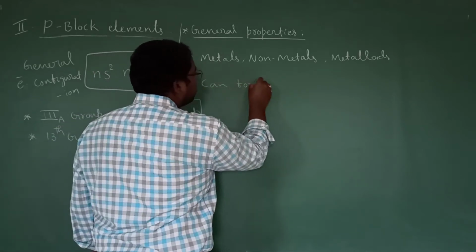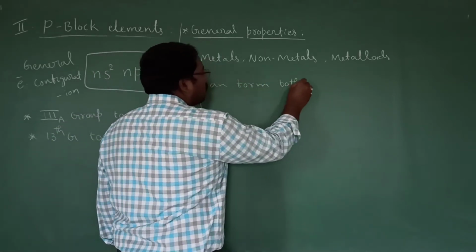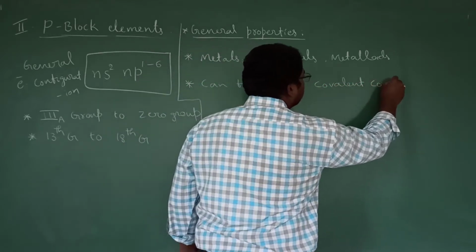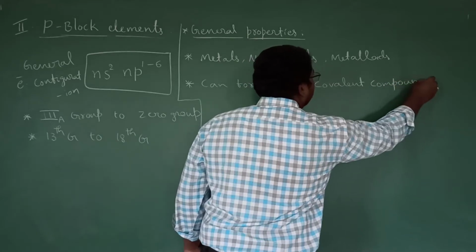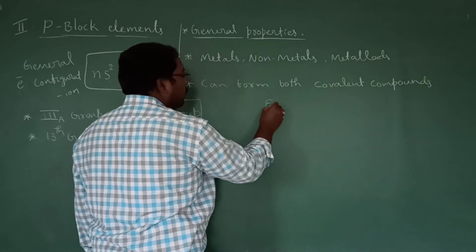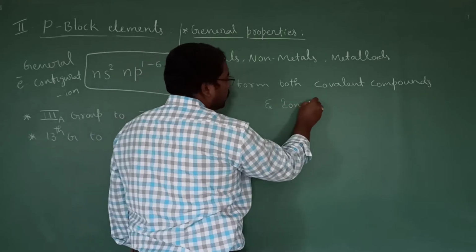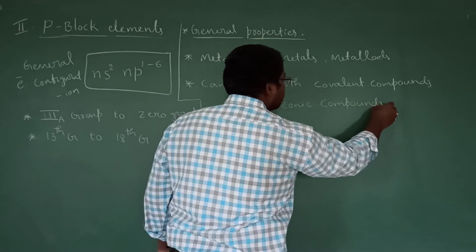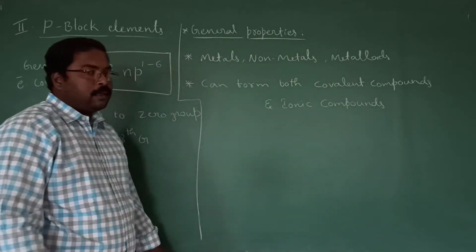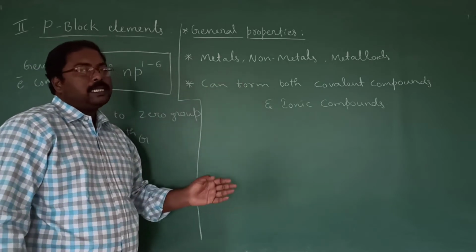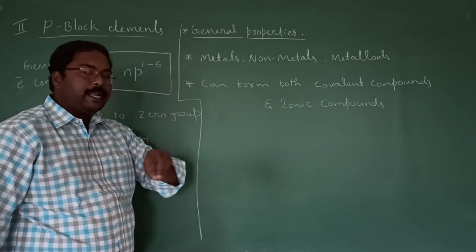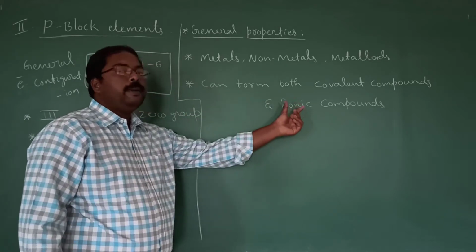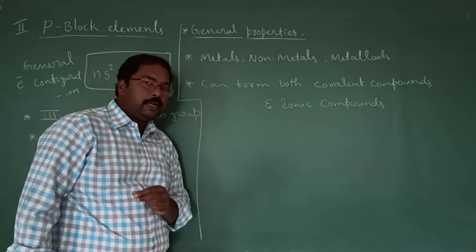Okay? They form both covalent compounds as well as ionic compounds. Generally, we know metals form ionic compounds. Non-metals generally form covalent compounds.